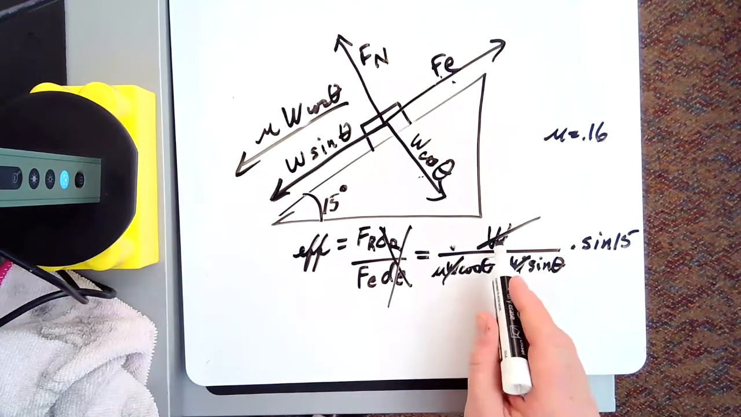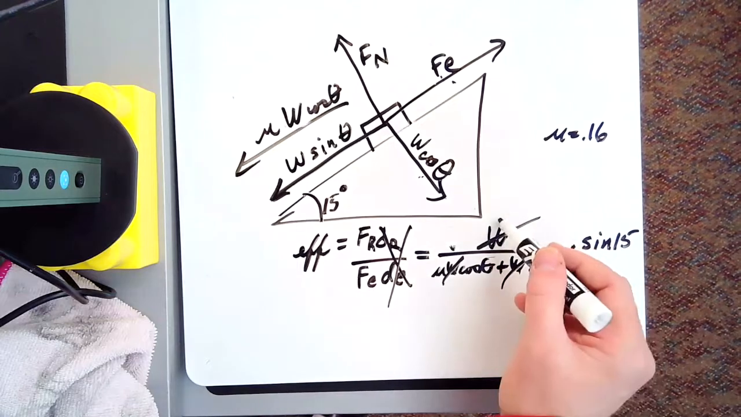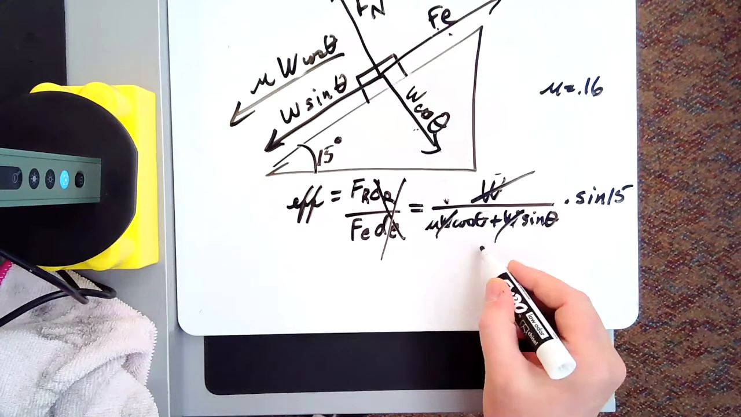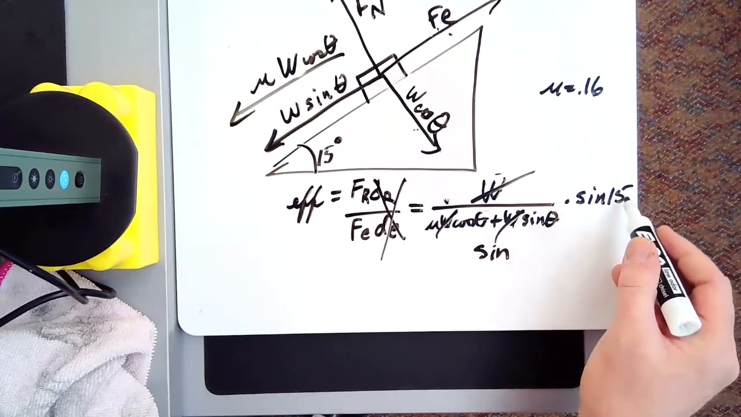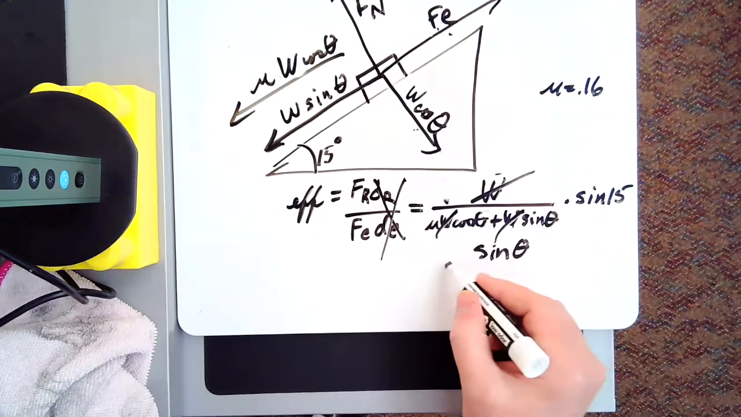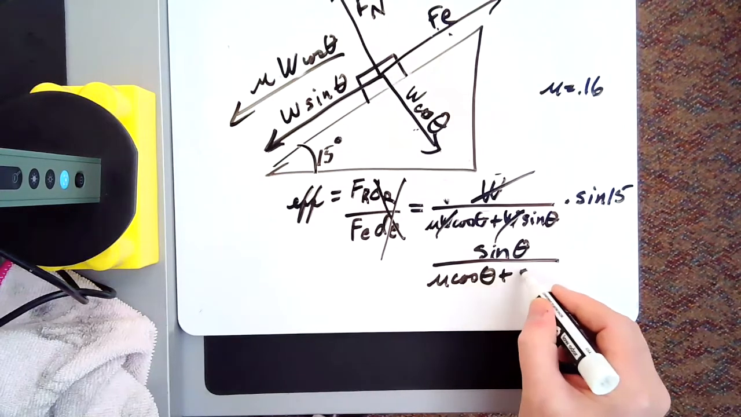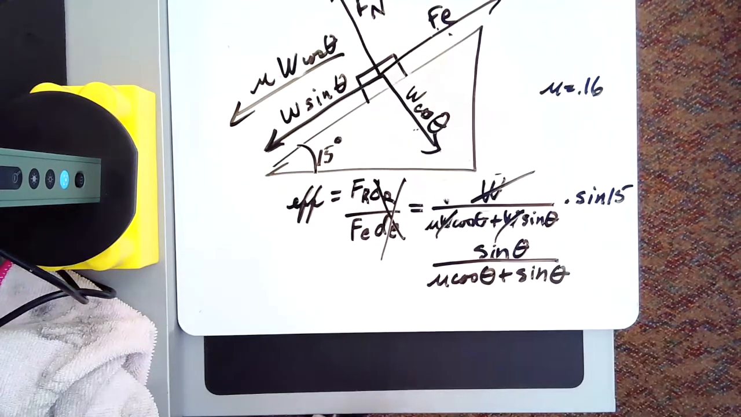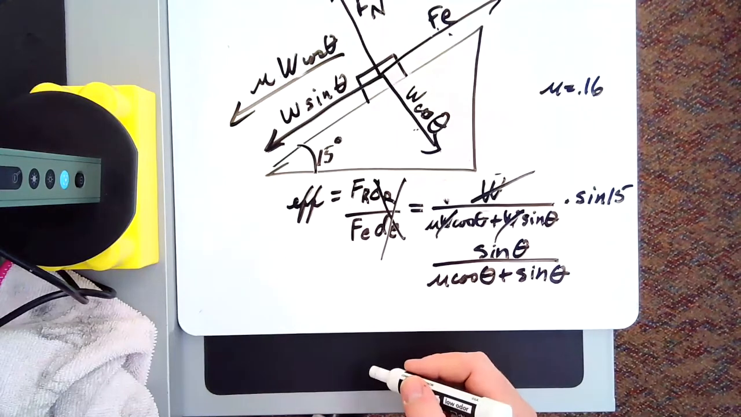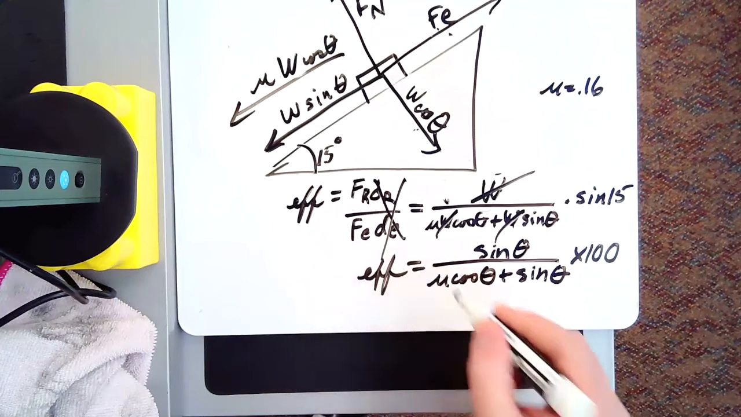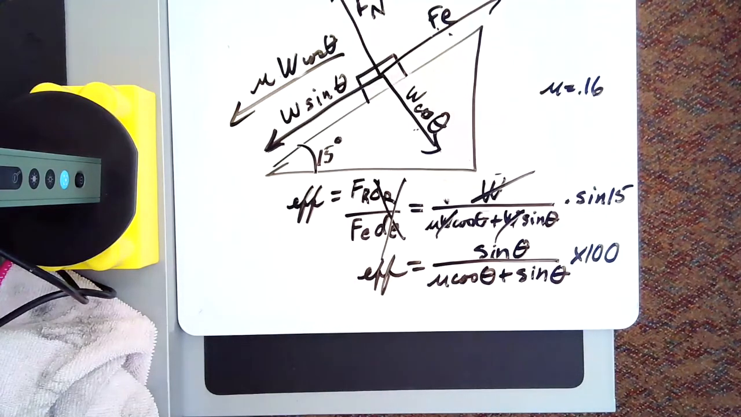So on top, there could be a sine 15, right? I can move that on top, right? Yeah, there's a 1 there, but times sine 15. So in fact, I'm just going to keep theta: sine of theta over mu cosine theta plus sine theta, right? That should be it, right? And times 100, that should be my efficiency. So all I needed really was the angle and mu. That's why I didn't give you anything else, because you could solve it, right?